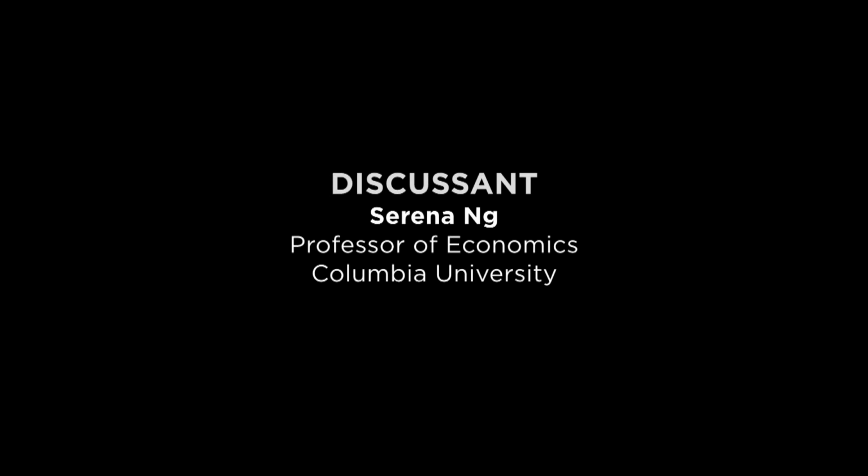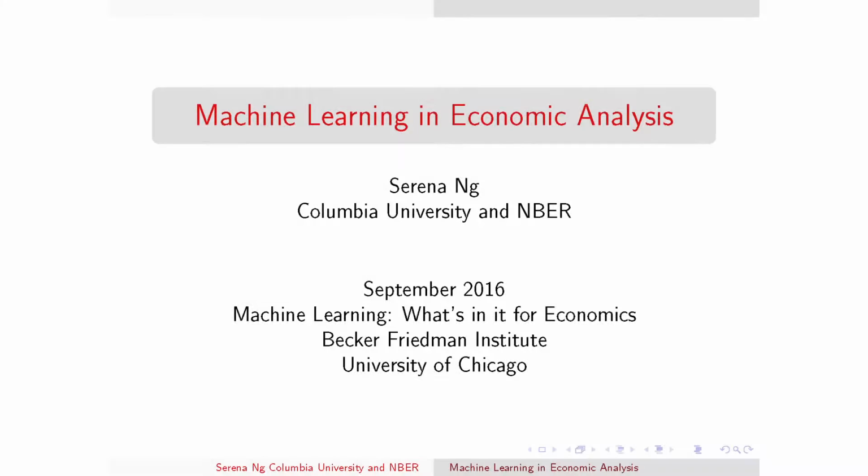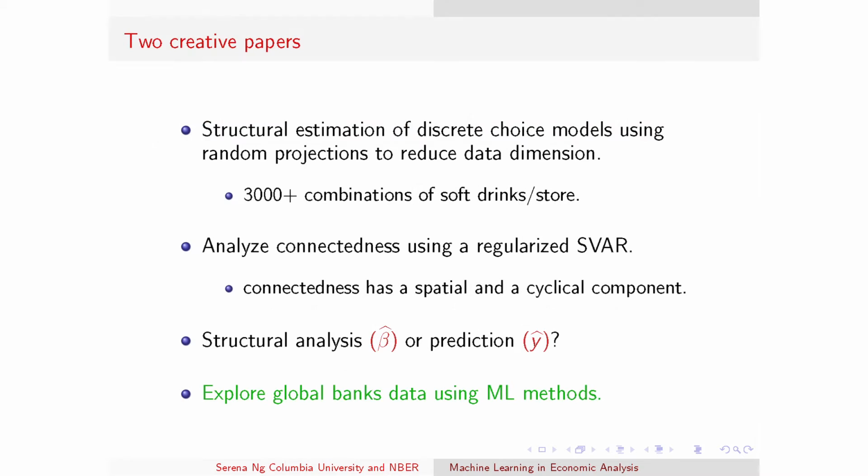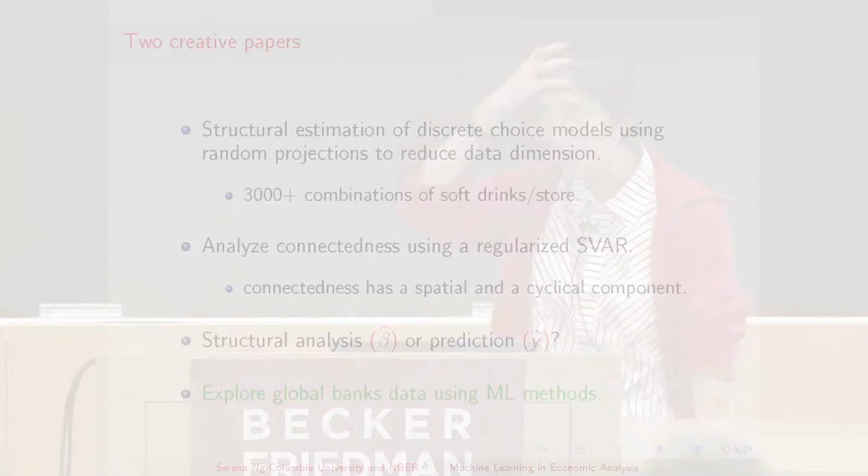Thank you very much for this opportunity to discuss two very creative and interesting papers. Matt uses moment inequalities to estimate parameters of a demand system, and Frank is interested in connectedness. And it's very hard to find a relationship between the two papers, and I have to discuss this in 25 minutes. So I was scratching my head, okay, so how am I going to put this together?